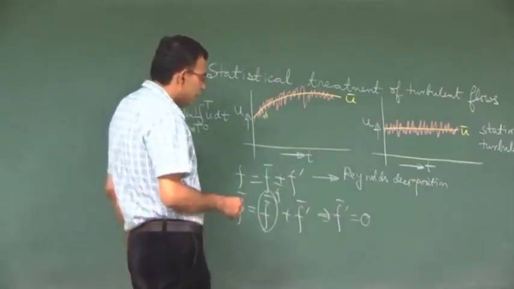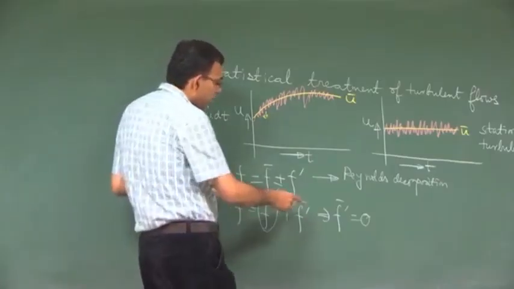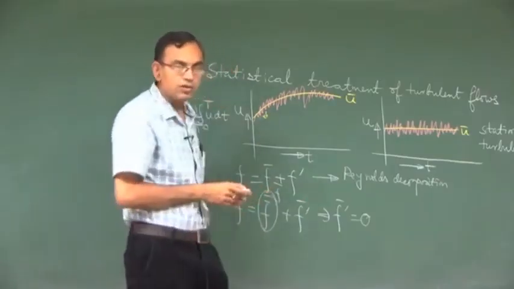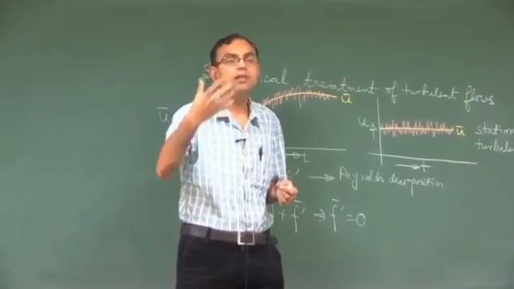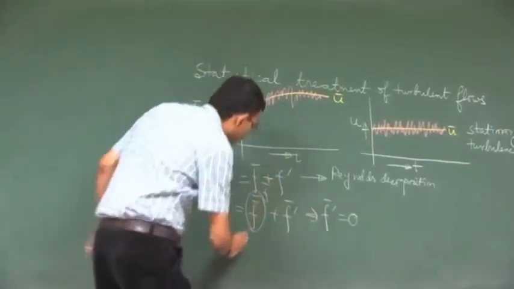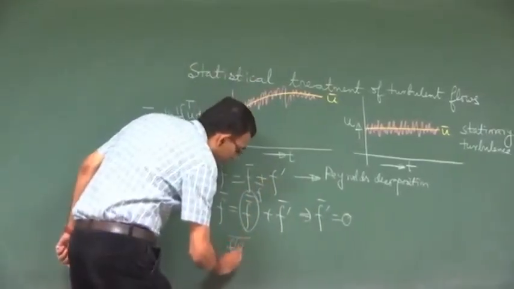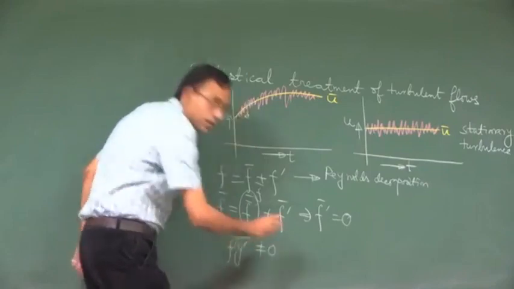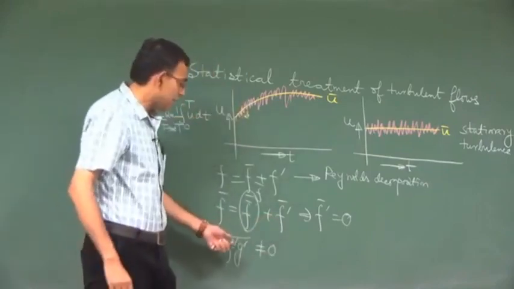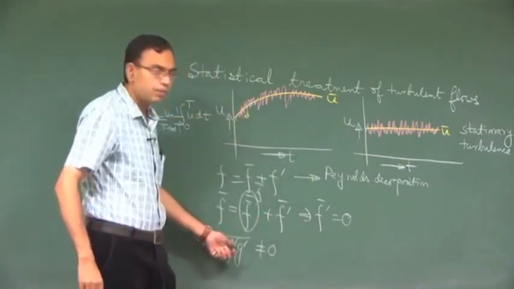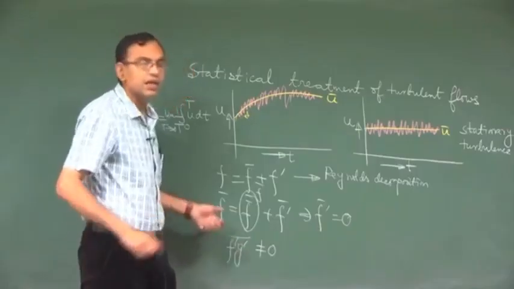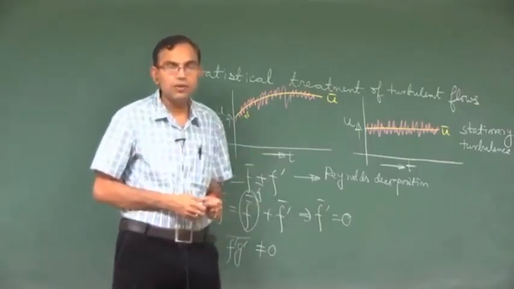But the interesting thing is that although the average of f prime is 0, and the average of another function g prime is 0, the average of the product f prime g prime is not equal to 0. The reason is that they individually average to 0, but when their products are averaged, there is no guarantee that it will be 0.